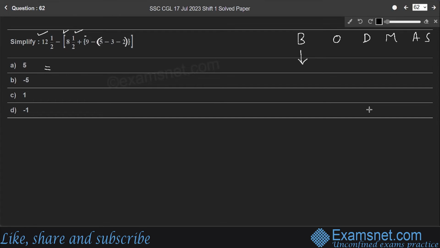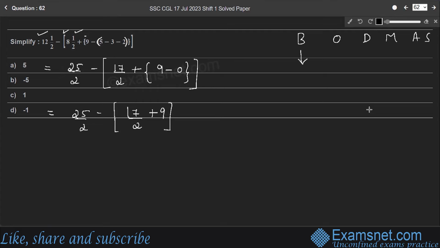Therefore, the given expression becomes 12 integer 1 by 2. You can convert this mixed fraction into a fraction, right? So 12 into 2 plus 1, 25 by 2, minus, inside the bracket, we can convert 8 integer 1 by 2 as 17 by 2, right? Plus, inside the flower bracket, 9 minus 5 minus 3 minus 2 is 0, right? Therefore 25 by 2 minus 17 by 2 plus 9. So we have removed the flower bracket as well, right?